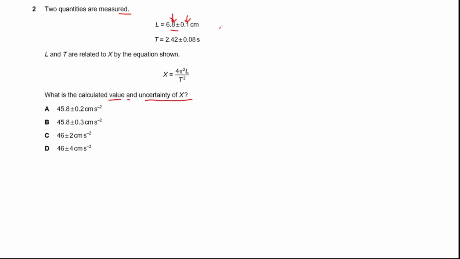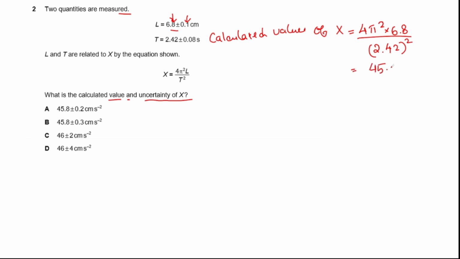You can easily get the calculated value by just substituting the absolute values of L and T. So it will be 4 pi squared multiplied by the actual value of L, which is 6.8, divided by T squared, so 2.42 whole squared, and the value of this is 45.8 centimeter per second squared. This is the calculated value.